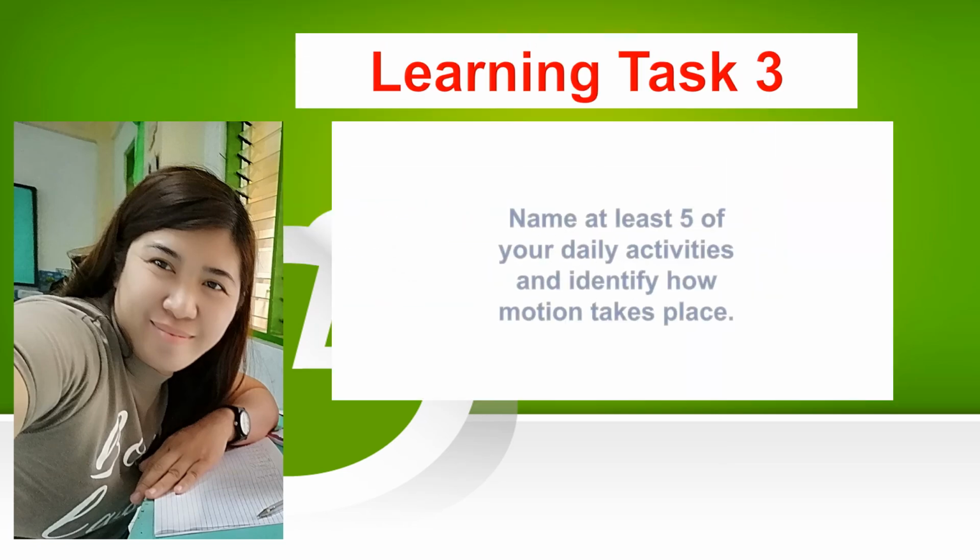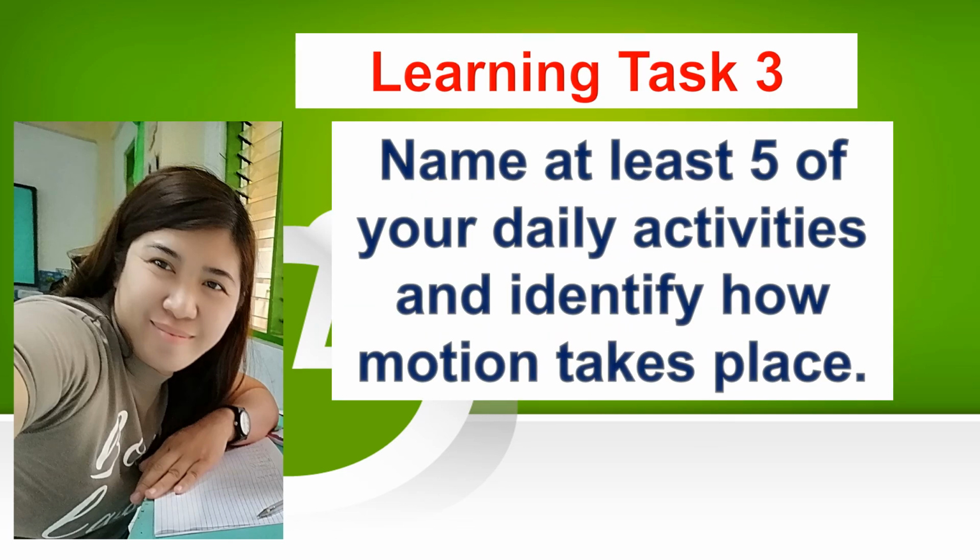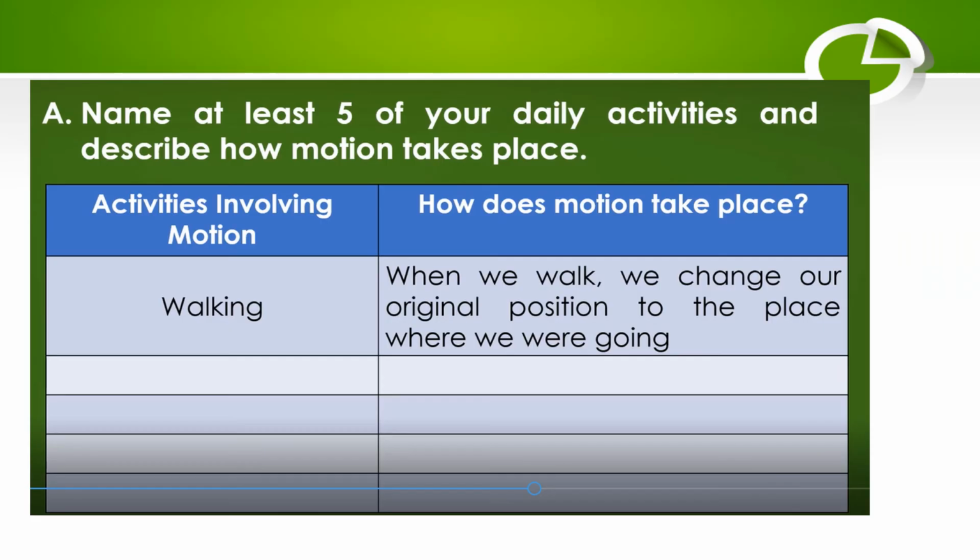Task 3. Name at least 5 of your daily activities and identify how motion takes place. So, on the first number, we have here an example. Our example for this is walking. So, how does motion take place? When we walk, we change our original position to the place where we were going. So, give 4 of your daily activities and describe how motion takes place. I will give you 30 seconds to answer this third activity.